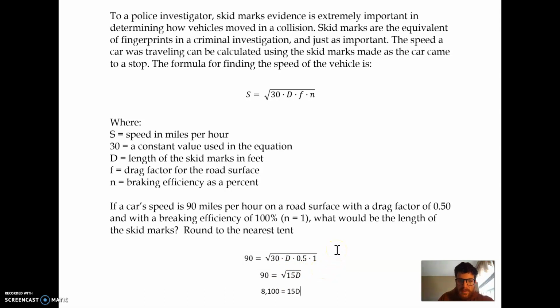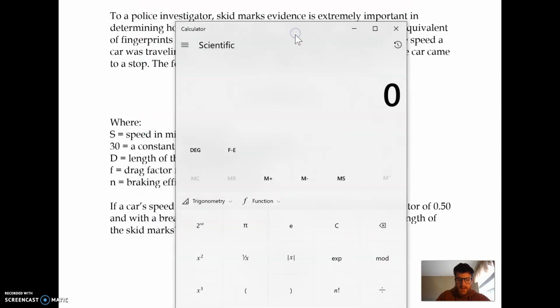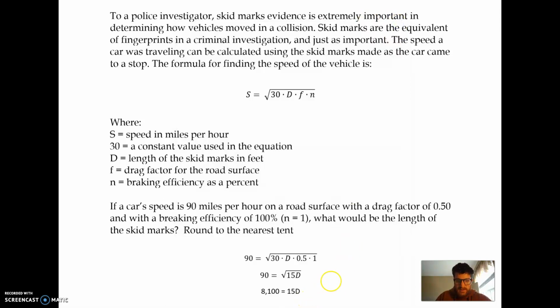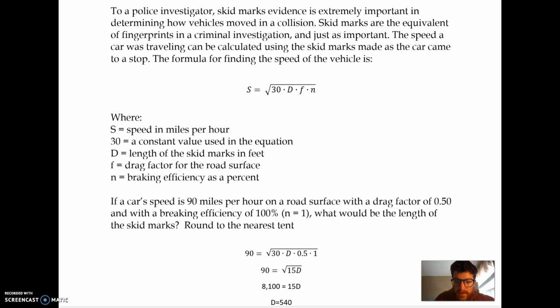Now we have a basic one-step algebra problem to solve. So we have to get rid of the 15 so that the D can be alone, right? So divide both sides by 15 and we get 8,100 divided by 15 is 540. So D equals 540. And what is the unit here? Well, D was the length of the skid marks in feet. So that means that that car would create skids that were 540 feet long.